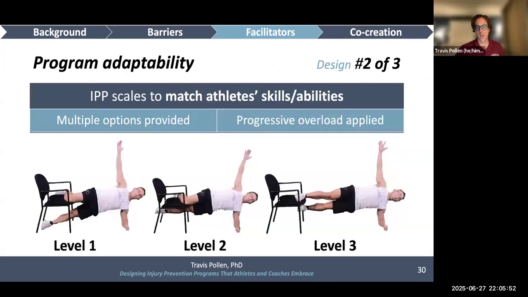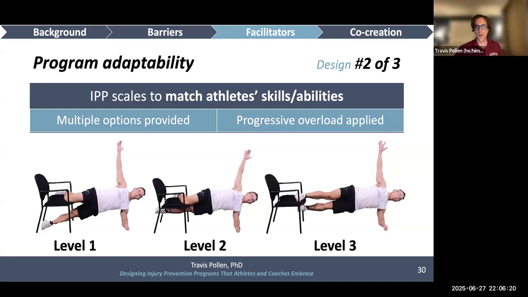Next up, we have that the program is adaptable. So remember, one of the barriers that we talked about was the program being too complex or difficult or challenging. And then another was perceived side effects, athlete and coaches' concerns about fatigue, soreness, and impaired performance as a result of performing the program. So a good warm-up should actually enhance subsequent performance, not impair it. We want to stimulate the athletes without annihilating them.